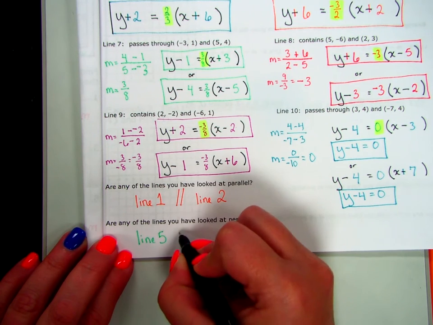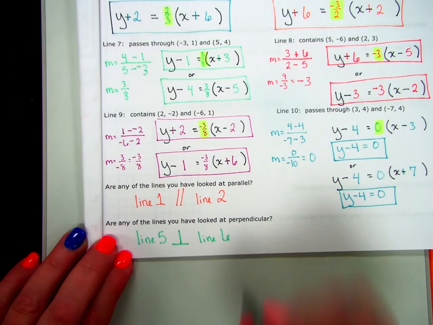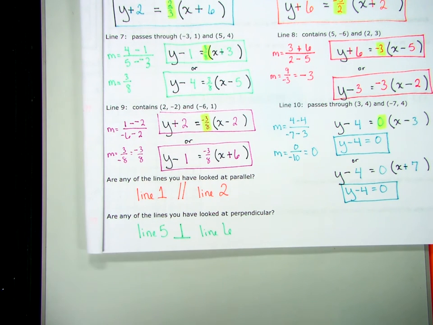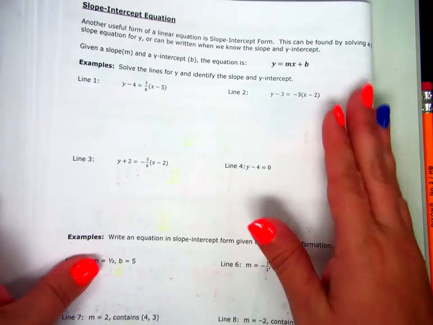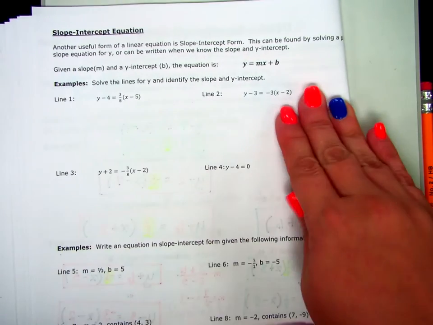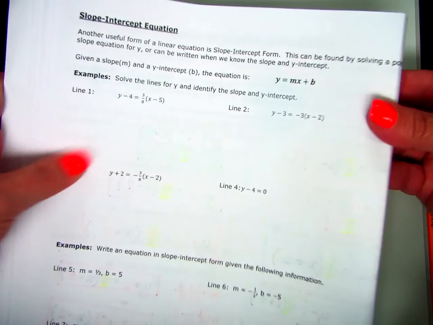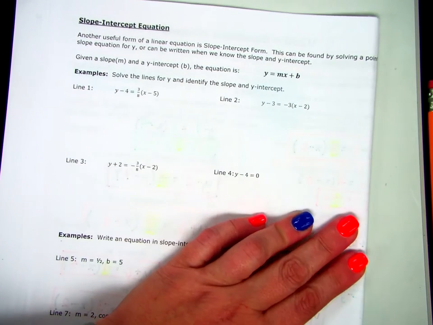So I'm going to say line 5 is perpendicular to line 6. Again, you don't have to write out is perpendicular to if you remember this symbol. Okay, so that's point slope equation. Super simple. This is the one you're used to seeing all the time. Slope intercept equation. So that's your y equals mx plus b. That's the one we're used to seeing.